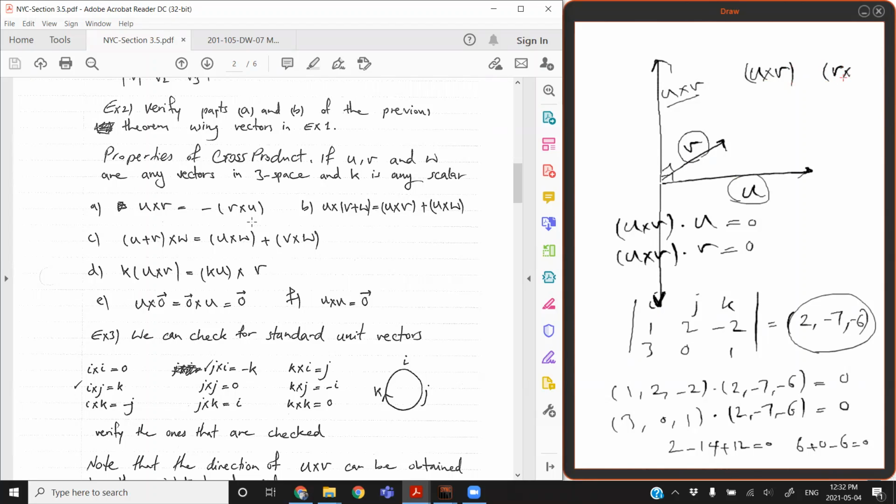and v cross u, these two vectors have the same magnitude, the same length, and in both cases the norm of these vectors is going to be the same as the area of the parallelogram determined by these two vectors. However, they have exact opposite directions, so one of them is going to be equal to minus the other one. So you have this relationship between u cross v and v cross u. They are vectors of the same length but opposite direction.